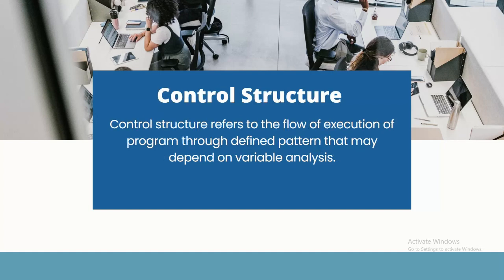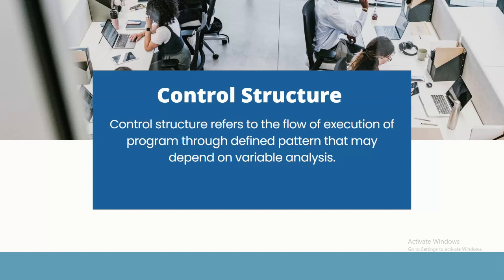And then we also have control structure. When we talk about control, of course, it means to oversee something. And when we talk about structure, it has to do with things put in place. And in the context of programming, control structures refer to the flow of execution of a program through defined patterns that may depend on a lot of things, not just variable analysis.